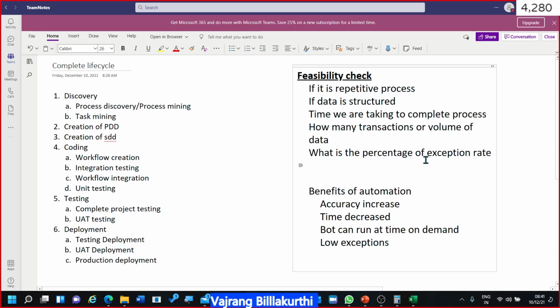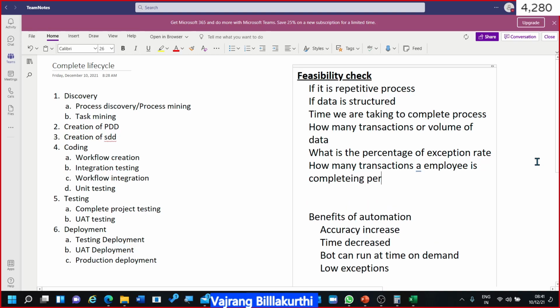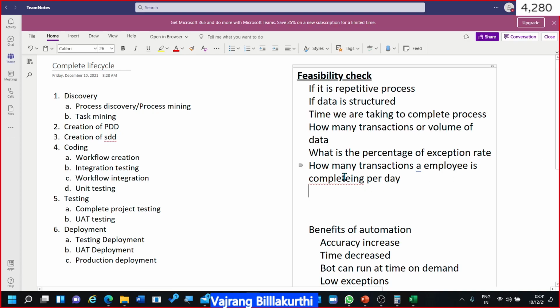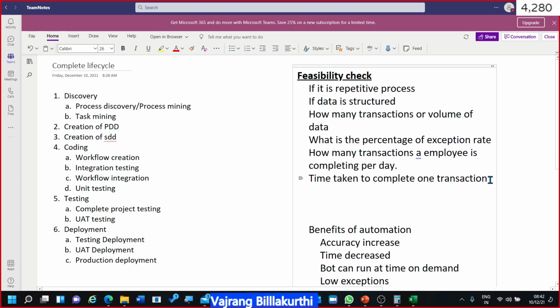Productivity, resource productivity. How many transactions is a resource completing per day? Excellent. Employee. So we can calculate it on different factors, but the time taken for a transaction is one thing that we need to consider. One transaction. I think this came up directly here, like the time we are taking to complete the process. This and this are the same.